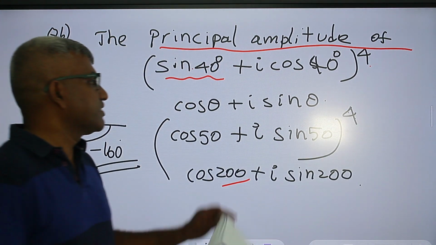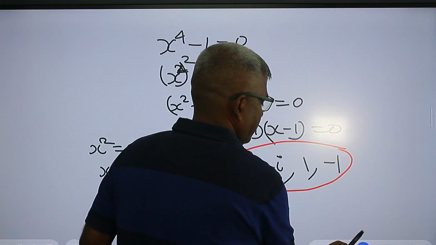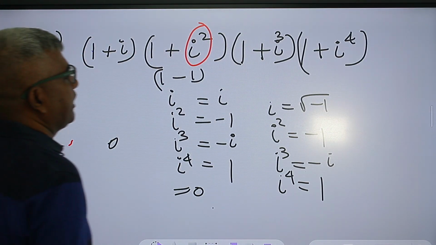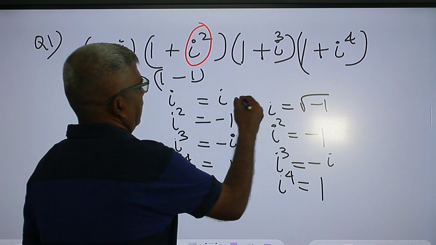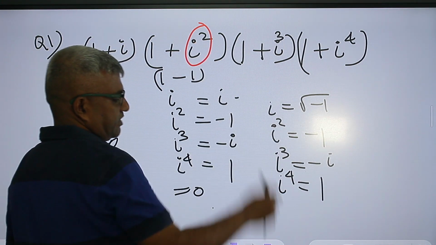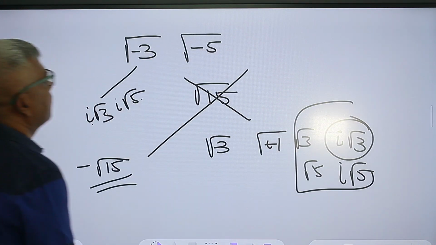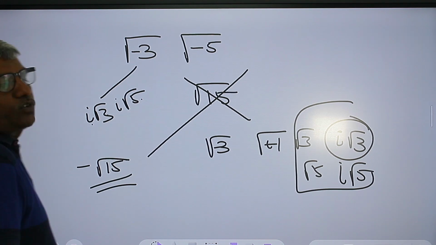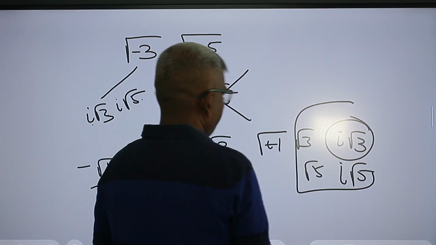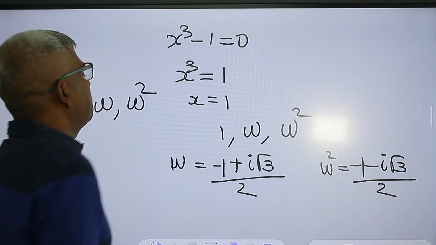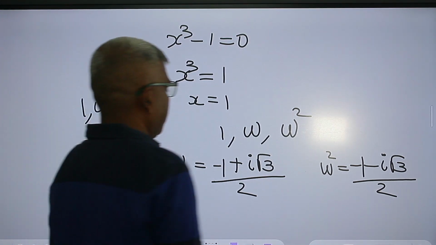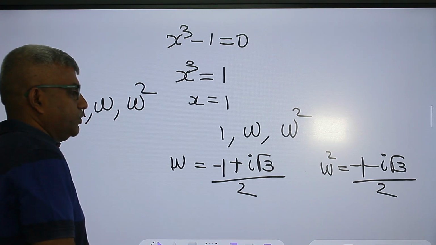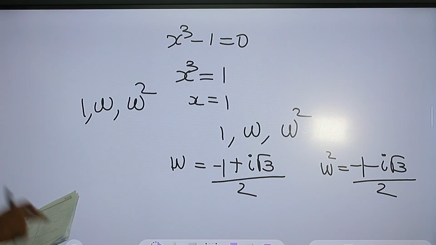Got it? We have done 6 sums. 1 plus I, 1 plus I squared, 1 plus I cube, 1 plus I power 4. All this we have already done. Since it is 0, the total value is 0. Square root of minus 3, square root of minus 5. Take care, don't write square root of 15. It is I root 15. X cube minus 1, 1 comma omega, omega square. Omega value is minus 1 plus I root 3 by 2, minus 1 minus I root 3 by 2.